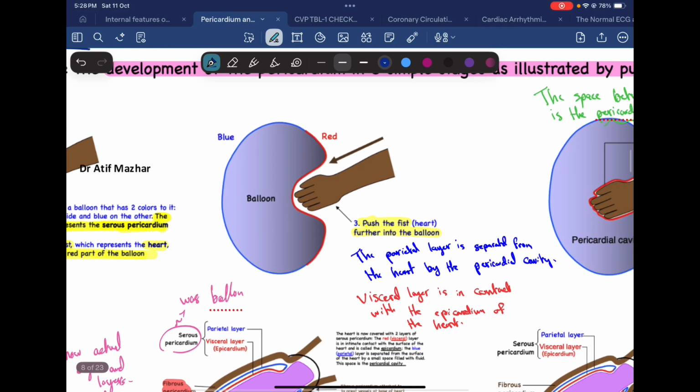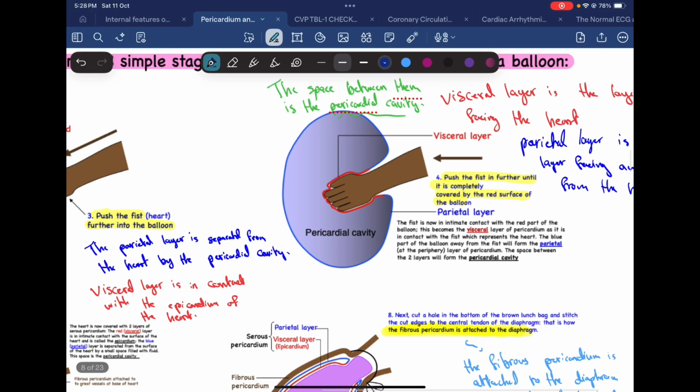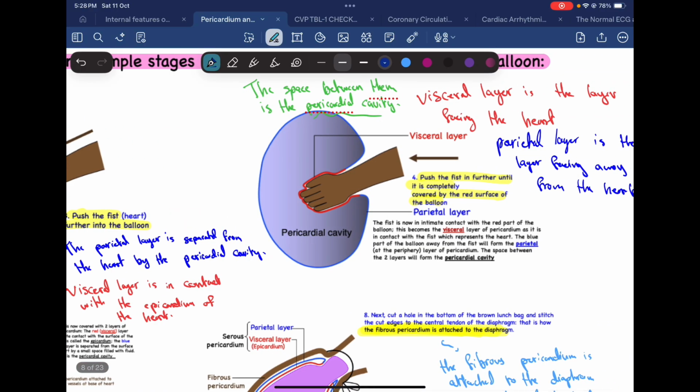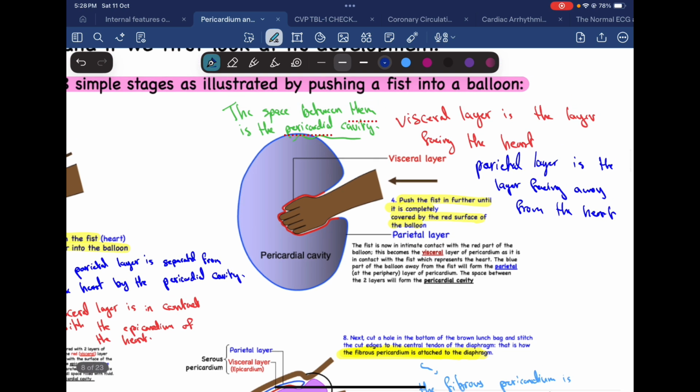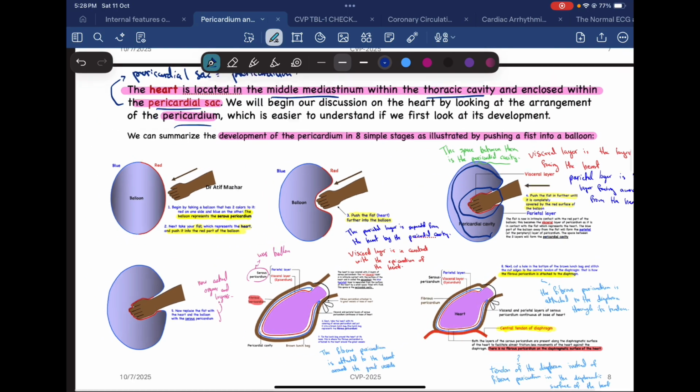You push your fist in the balloon, and you keep going until it's all in there. You can't push it anymore. It's completely covered. Now, the layer over here, facing your hand, that's the visceral layer. It's the one that's going to be facing the heart. And the other one that's not facing it, that would be called the parietal layer. It's the part that's facing away. This space here is called the pericardial cavity.